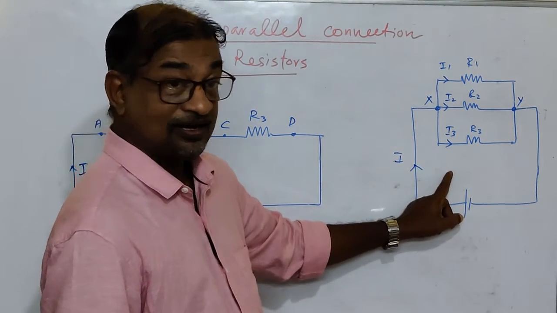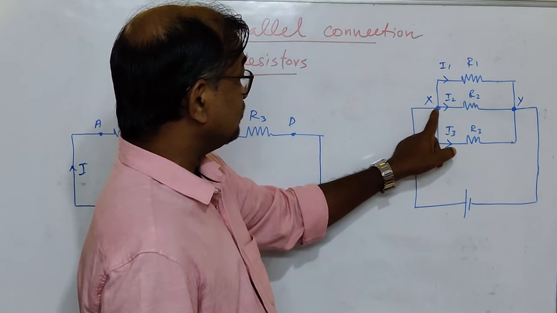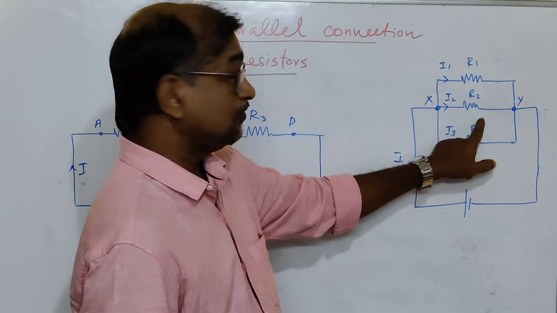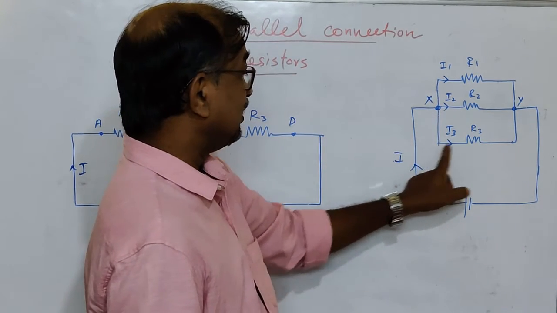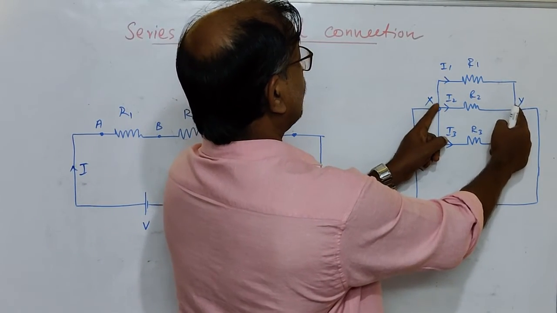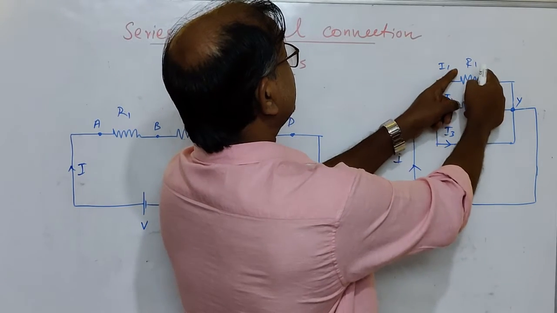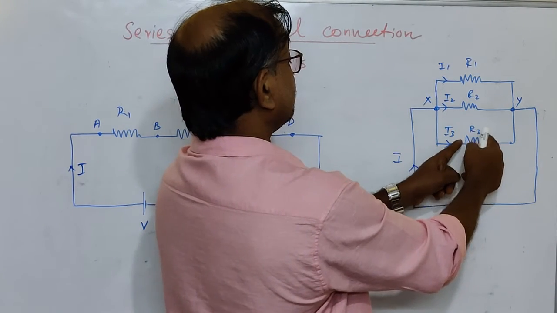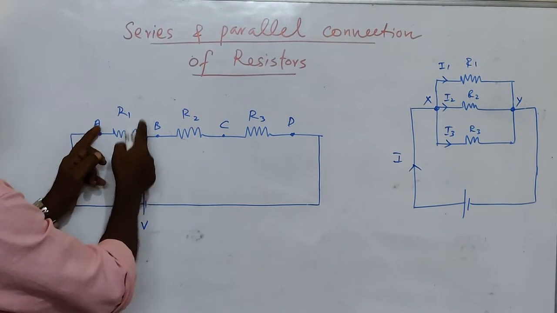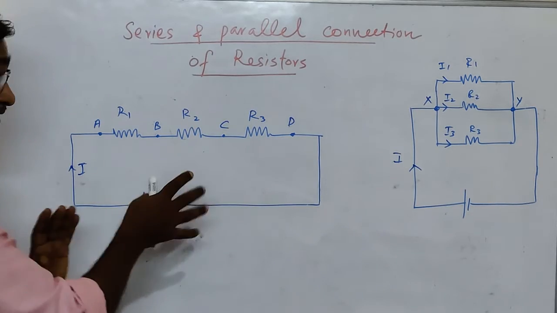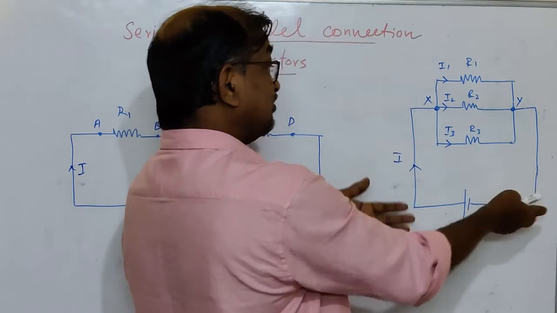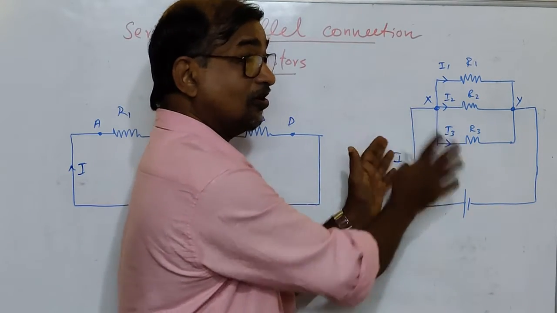But in parallel connection, the current is splitting from this point X and I1 part flows in R1, I2 part flows through R2 and I3 part flows through R3. Here the PD across X and Y is the same, that is, PD across R1 equals PD across R2 equals PD across R3. In series, the PD across R1, R2 and R3 are different, but the current is the same. In parallel, the current is different and the PD is common.